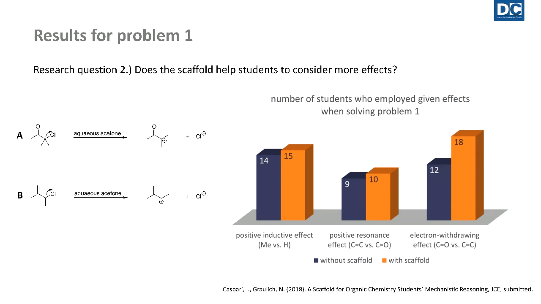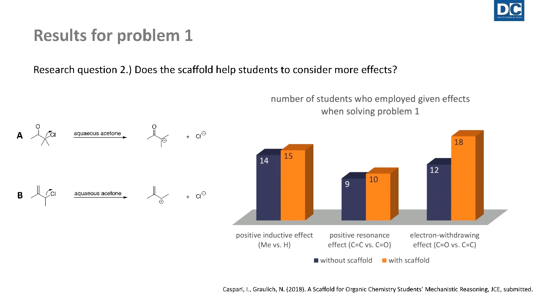You can see that only the positive inductive effect and the positive resonance effect increase by 1 student. So we had in each category 1 student who was mentioning that effect with the scaffold. And we have the largest increase in talking about the electron withdrawing effect, the 3rd effect.